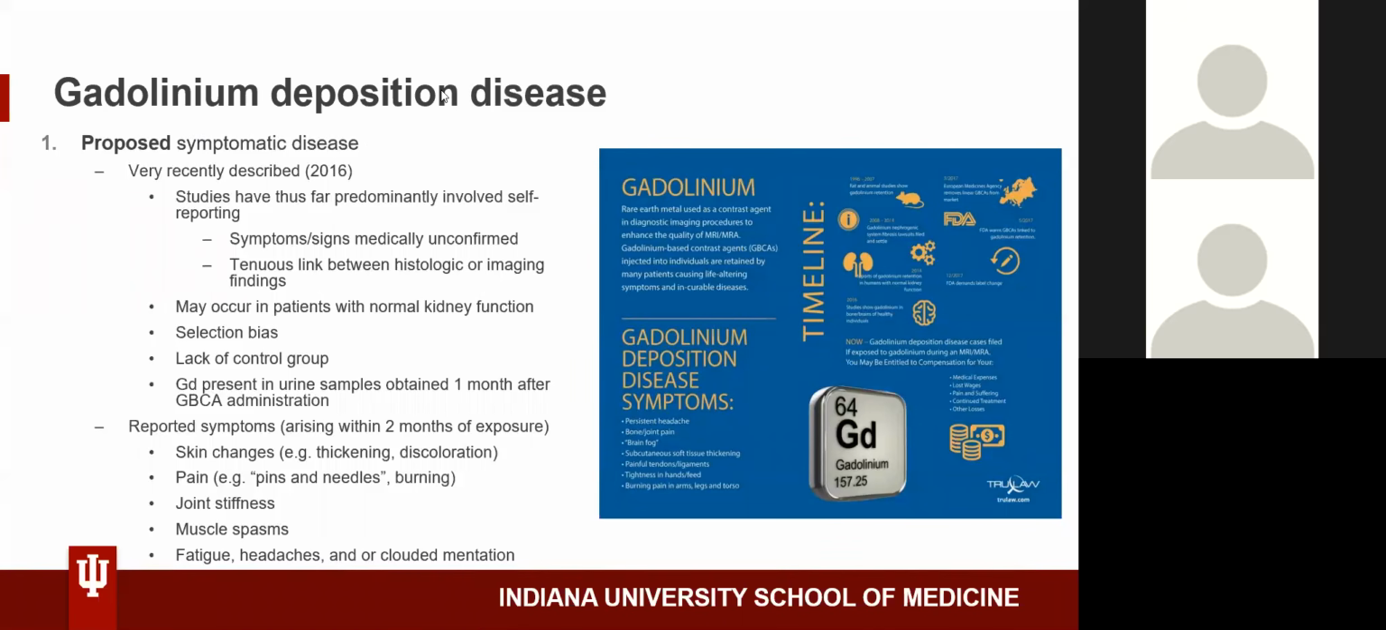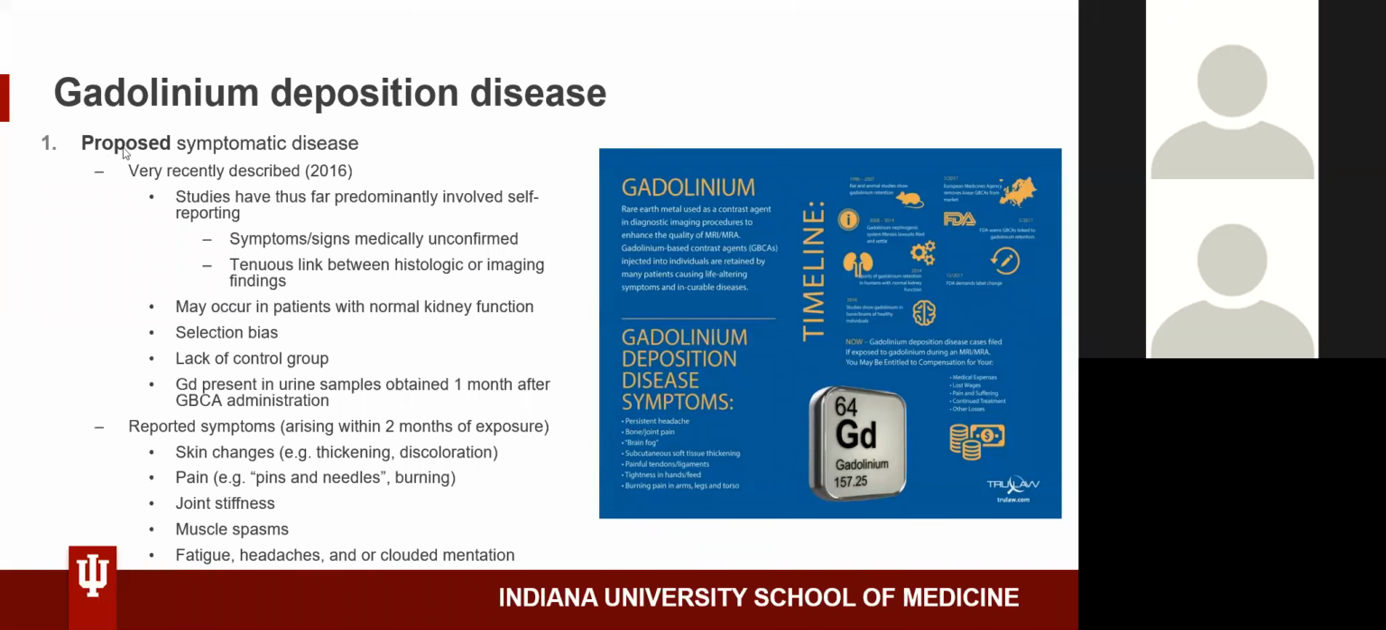To go along with gadolinium deposition is so-called GAD deposition disease, which is a proposed symptomatic disease, very recently described in 2016. And one of the reasons it's just been proposed is because the studies thus far have been predominantly self-reporting. So the signs and symptoms that patients are reporting are medically unconfirmed. So the link between histology and the actual deposition of gadolinium is kind of tenuous at this point. We do know that it seems that it can occur in patients with normal kidney function.